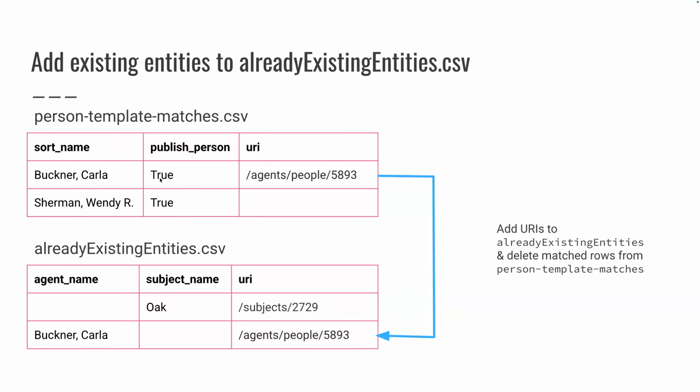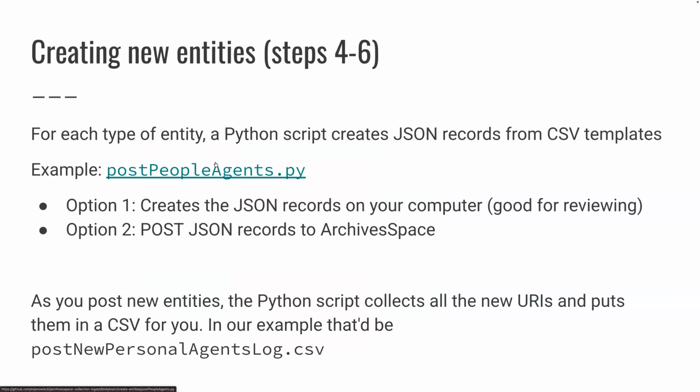Any URIs, any good matches you find, you're going to add to that existing entity spreadsheet. All the agents, which are people, families, and corporate bodies, the agent name will go here. And then for subject names, we'll go here, and you're adding URIs. So at the end of this process, you'll have all your existing entities in this CSV. And then you'll just delete the ones that match from either the matches or the person template. So then you have only unpublished things, or things not in ArchivesSpace, in this spreadsheet. And at that point, you can create the new entities.